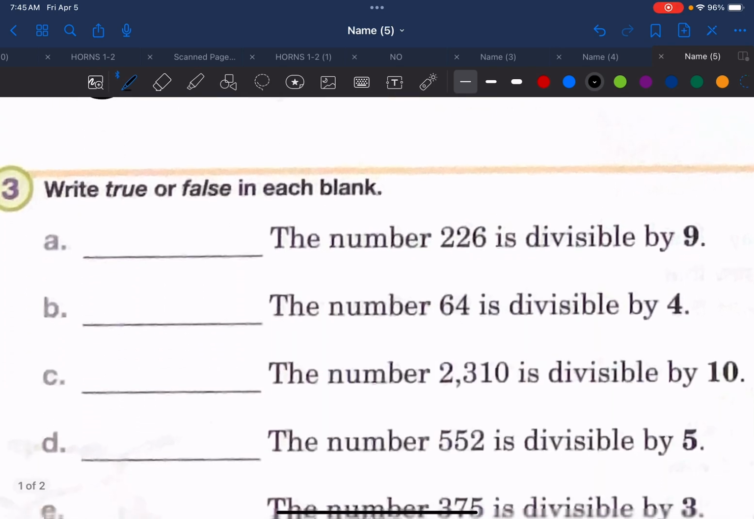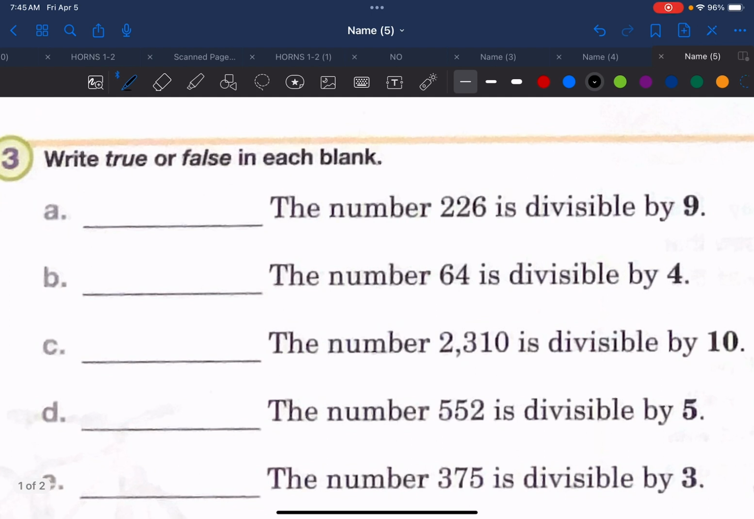All right, and finally, the last thing I'm going to go over with you is it just says write true or false in each blank. This is practicing your divisibility rules. So the number 226 is divisible by 9. So if you need to look up your divisibility rules in your interactive notebook, please do, to remember what 9 is.